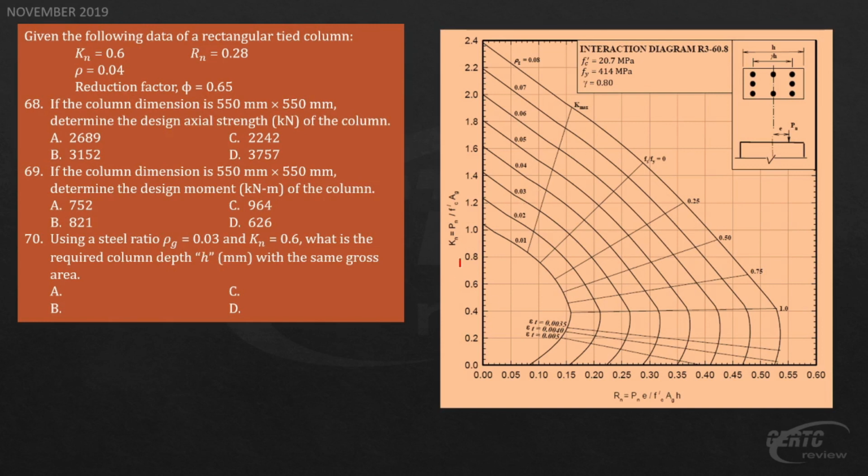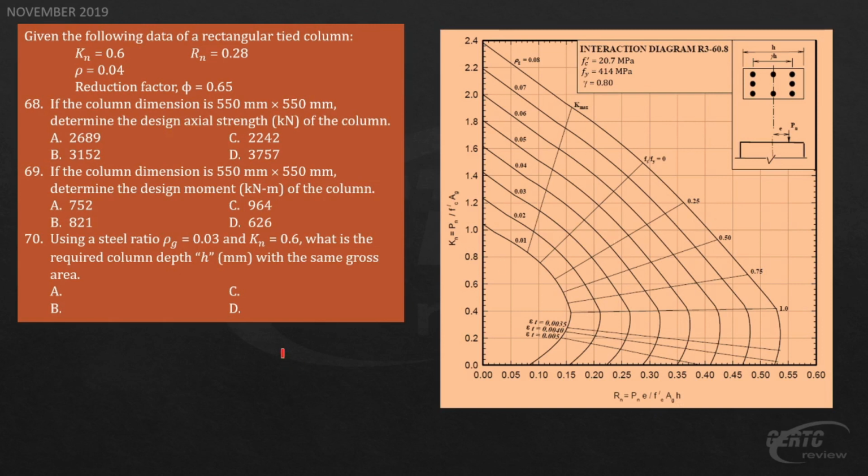So ito yung binigay niya. Any unit will do here. Basta yung Fc prime mo is 20.7, ang Fy mo is 414. So any unit will do kasi dimensionless naman itong Kn. Kn is Pn over Fc prime Ag. So that is unitless. Rn is Pn e divided by Fc prime Ag h.